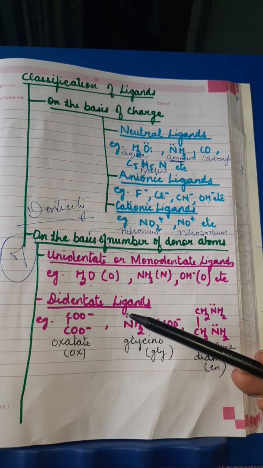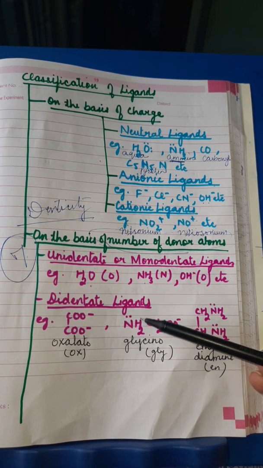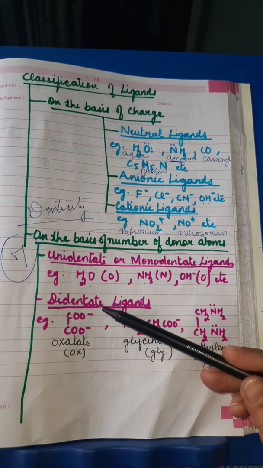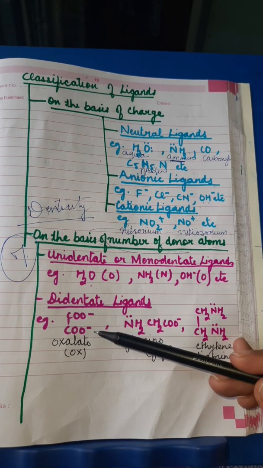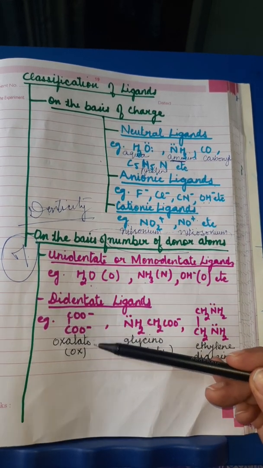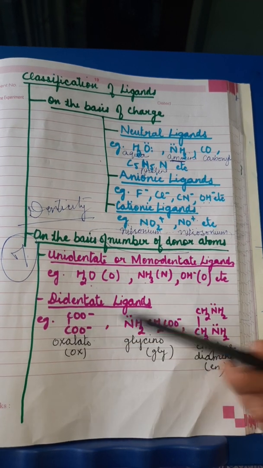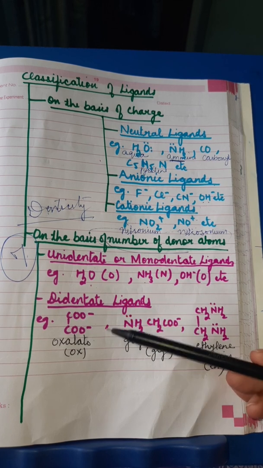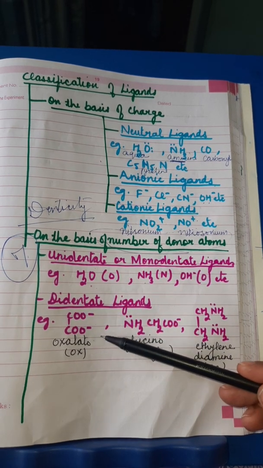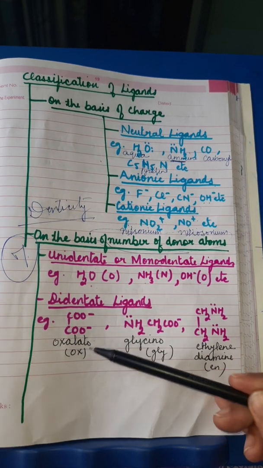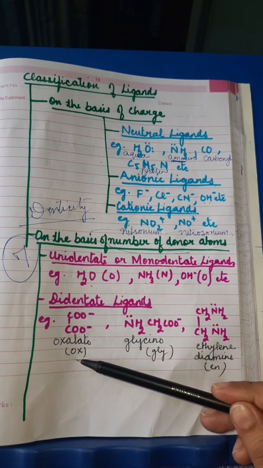Now, the second is didentate ligands. As the name suggests, didentate ligands contain 2 donor atoms, like COO minus single bond COO minus. Generally, this ion is known as oxalate. But when this oxalate ion is used as a didentate ligand, it will be known as oxalato. In short, we can write it as OX.